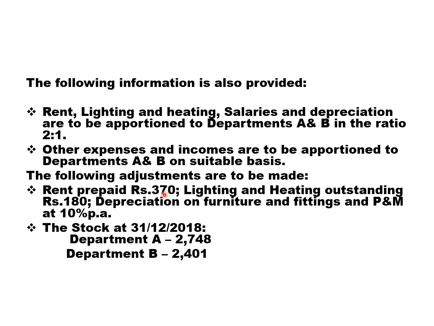Why should it be deducted from the P&L account? Because it is rent of next year. It is not the rent of the current year. So remove it. Deduct 370 from rent. Lighting and heating outstanding 180, due unpaid. Depreciation on furniture and fittings and plant and machinery at 10%. It will come in the P&L account. Stock on 31/12/18 for departments A and B is given to you separately.